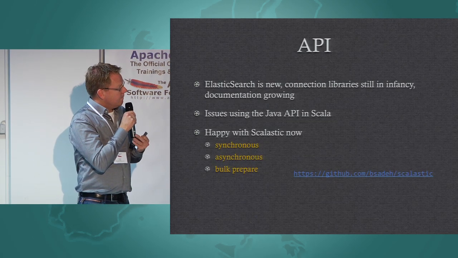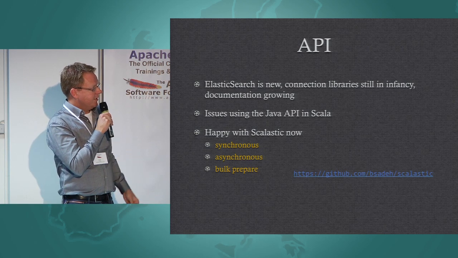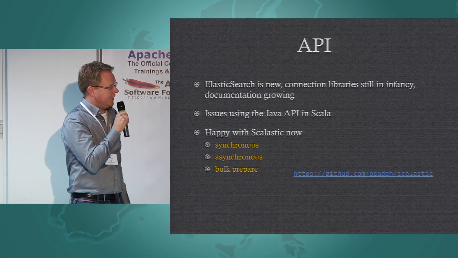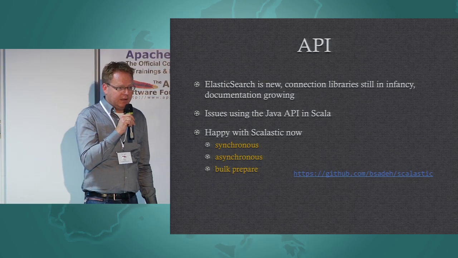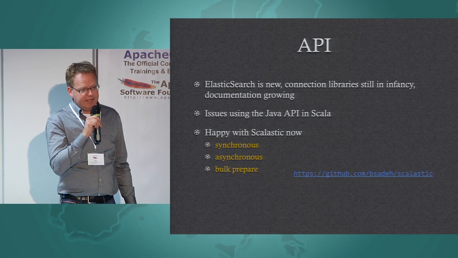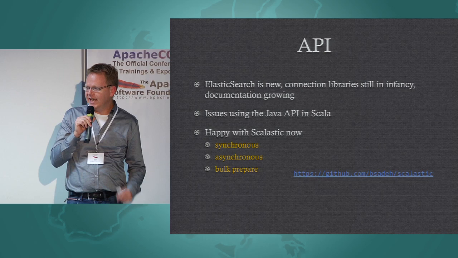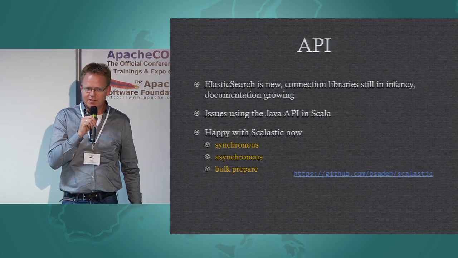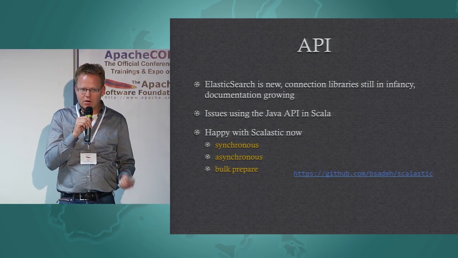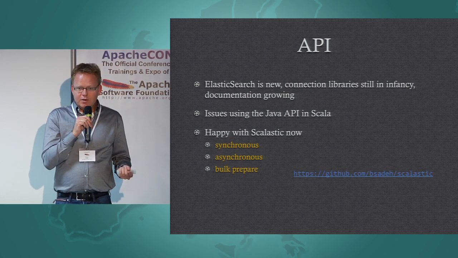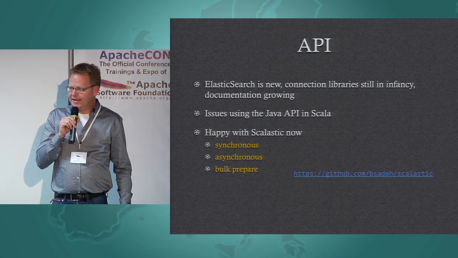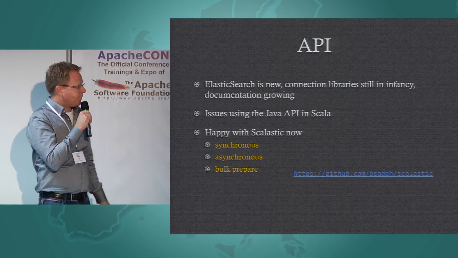So the API: Elasticsearch is quite new, right? It's 2 years old. The libraries to connect to it are still in infancy, changing all the time. Documentation is there. It's growing. There's a lot of detailed documentation, but to actually get to that place is not easy. If you have a bug or a detailed query, you're often one of the first persons in the world to get that. Well, it's a new tool.